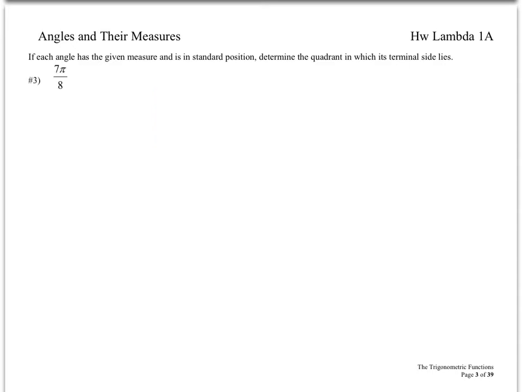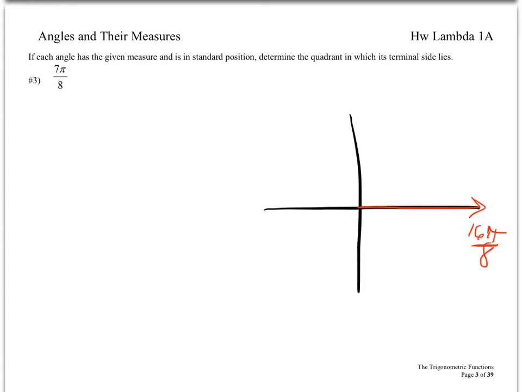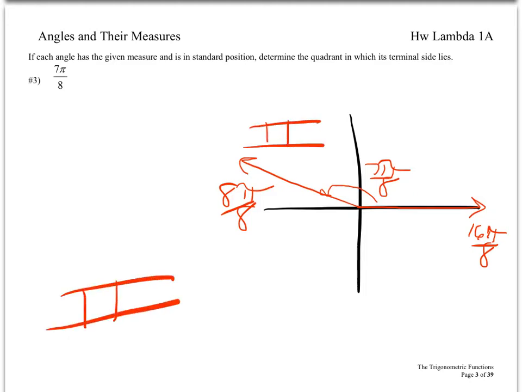I'm supposed to figure out where the terminal side lies of an angle in standard position. So a complete revolution is 2 pi. Using a denominator of 8, like this problem has, that would be 16 pi over 8. Halfway around would be 8 pi over 8. So hopefully you can see here that would put us in quadrant 2, because 7 pi over 8 is almost 8 pi over 8. So this answer is quadrant 2.